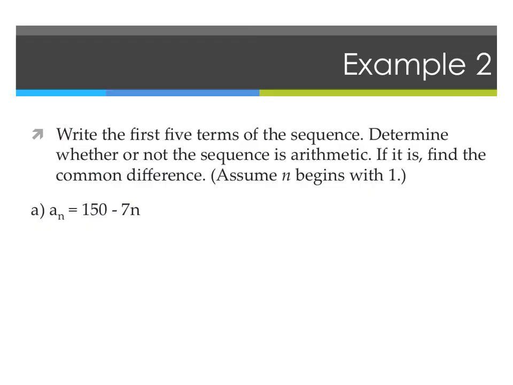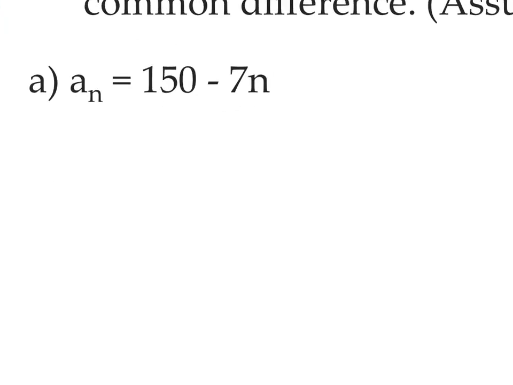Example 2 says, write the first 5 terms of the sequence. Determine whether or not the sequence is arithmetic. And if it is, find the common difference. So now we're going back to what we learned in 8.1 at the beginning. We're taking an a sub n, and we want to find the first 5 terms of the sequence.